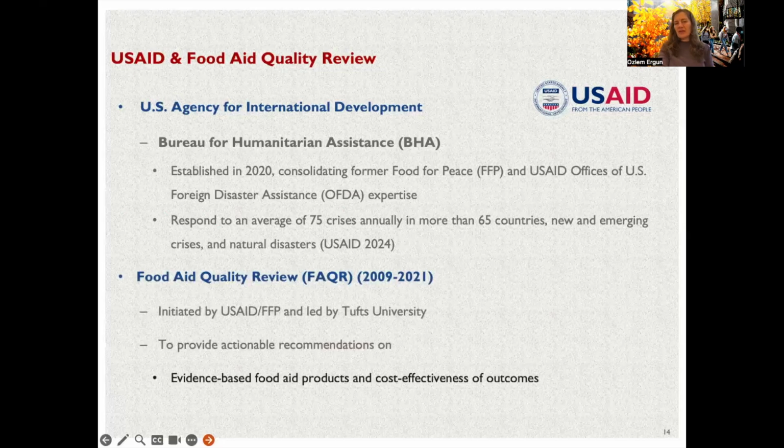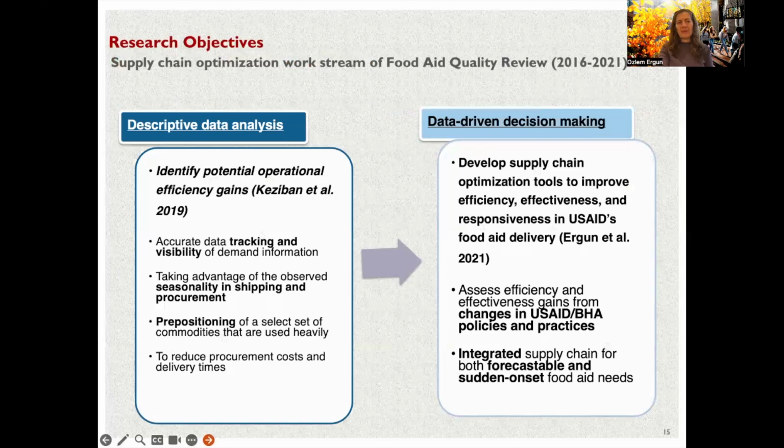So the study that we were part of was led by Tufts University, and it was called the Food Aid Quality Review. It was led by a nutritional specialist, and we were the group who actually came in and looked at how we can increase efficiency and effectiveness of the outcomes by looking at supply chain operations. So today I will be talking about a sliver of the work that we did with WFP and USAID's BHA.